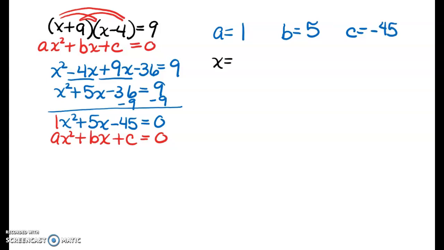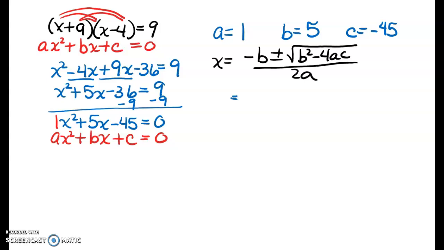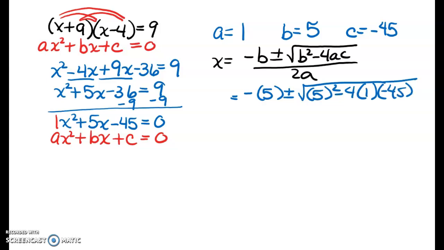So when I go and solve using my quadratic formula, negative b plus or minus the square root of b squared minus 4ac all over 2a, I am going to plug in my values using parentheses. 5 squared minus 4 times 1 times negative 45, all over 2 times 1. And when I simplify, I get negative 5 plus or minus 5 squared is 25.